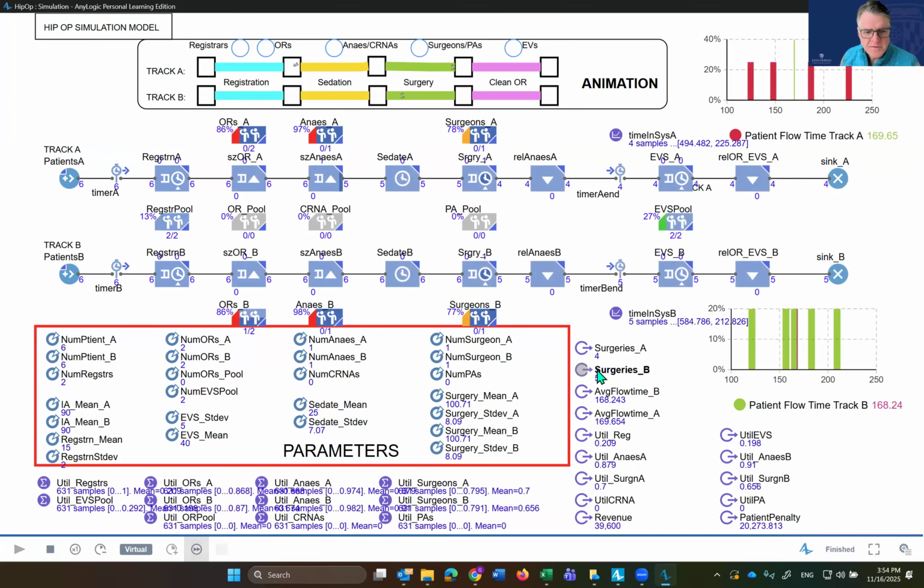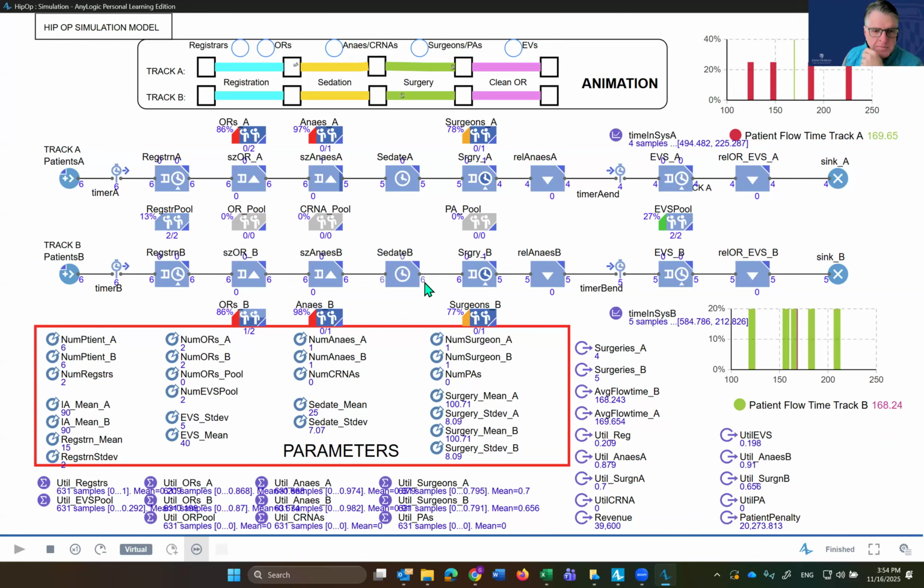So we got 4 surgeries in A, 5 in B. Here are the 4, and then of course the 5. Flow times at 168, 169. Your revenue is $39 million. Patient penalty, that's that $50 per flow time minute per surgery. So $20 million. So that leaves roughly about a $20 million profit. Of course, the patient penalty is just sort of an opportunity cost. That's that penalty for patient well-being.